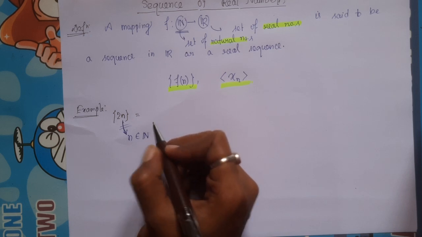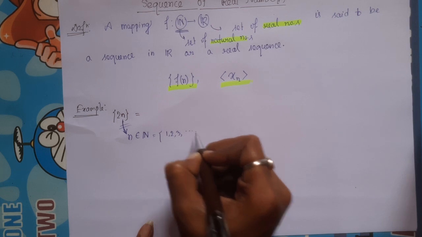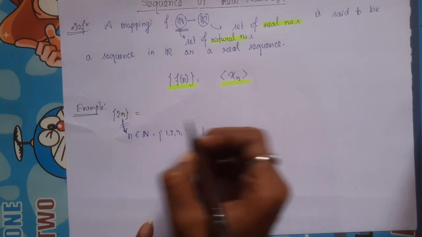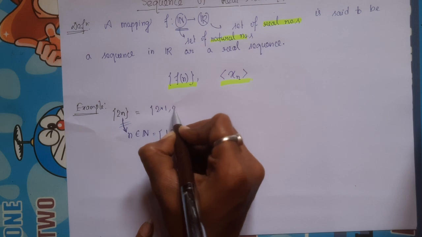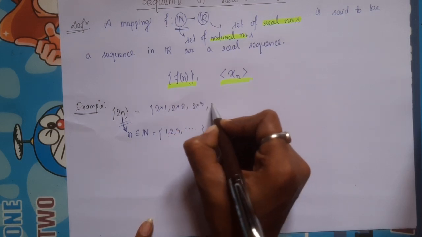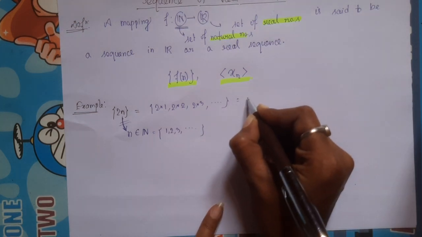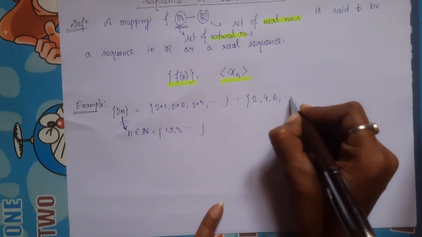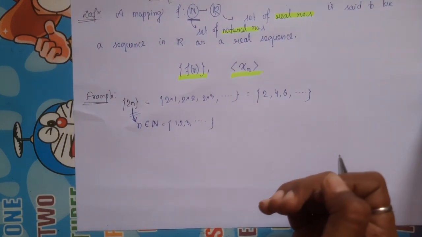The set of natural numbers, that is N, is 1, 2, 3, dot dot dot, to infinity. Now just plug in these values into the sequence. So this gives 2 times 1, 2 times 2, 2 times 3, and so on. So what do we get from here? 2 times 1 is 2, 2 times 2 is 4, 6, and so on. So this is a very simple example of a sequence.